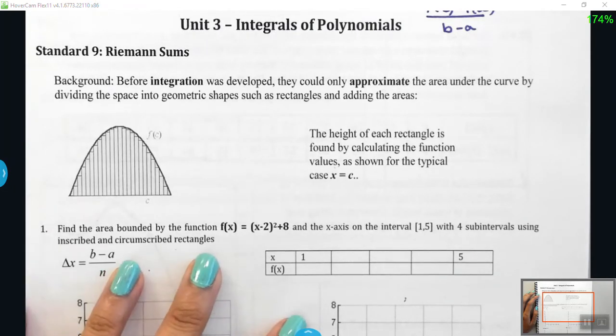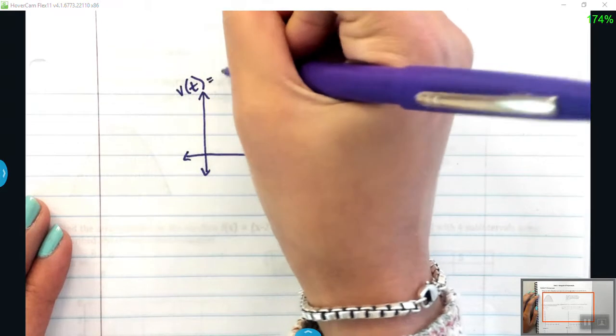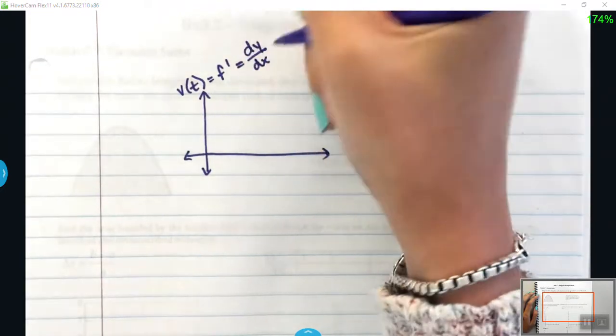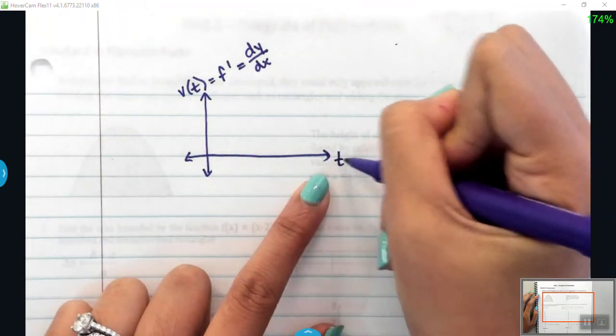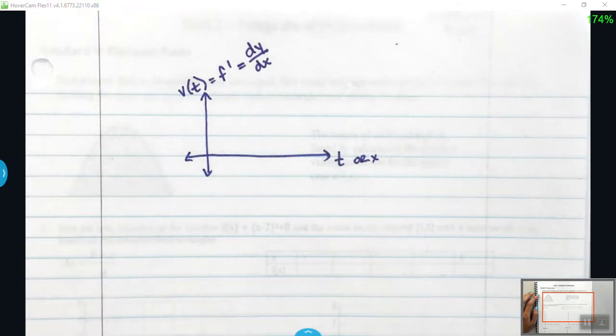Okay, let's say I have velocity graphed. So let's say I have the graph of velocity. And so this is f prime, v of t or f prime, right? So the graph of velocity, and f prime is the same thing as saying change in y over change in x, right? Okay, so we have that graph. This will be in time or x, whatever our input is, right?